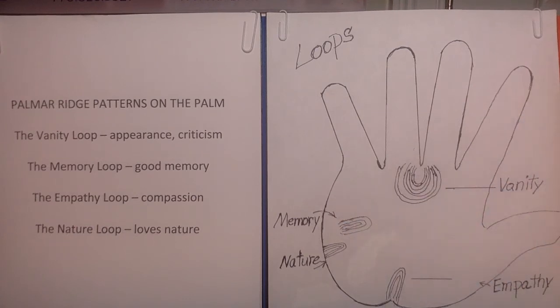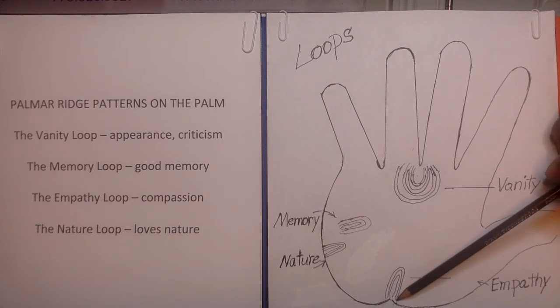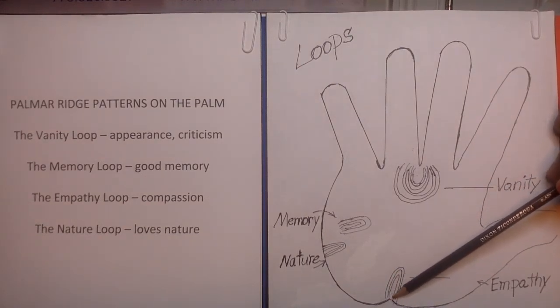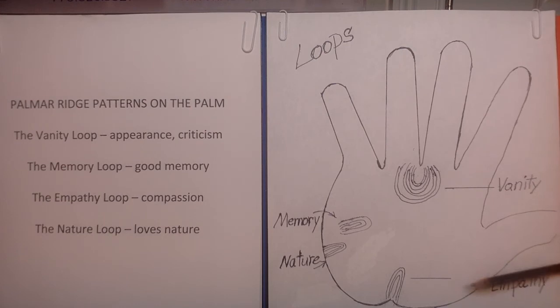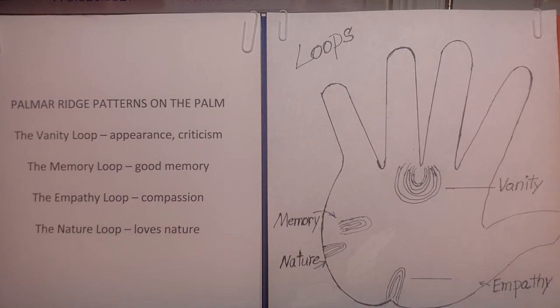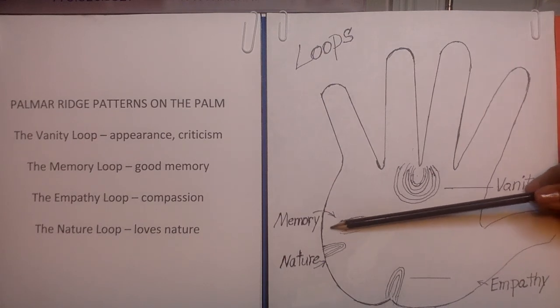Let's take our next one, which is the loop of empathy, or the empathy loop. And the empathy is right up here. It's like it's coming from the wrist area. Okay? And this one is somewhat uncommon. People with this loop tend to take a special interest in others and can feel compassion for them. Does that sound like you? Empathy? Okay. All right, let's go on to that last one, the loop of nature.